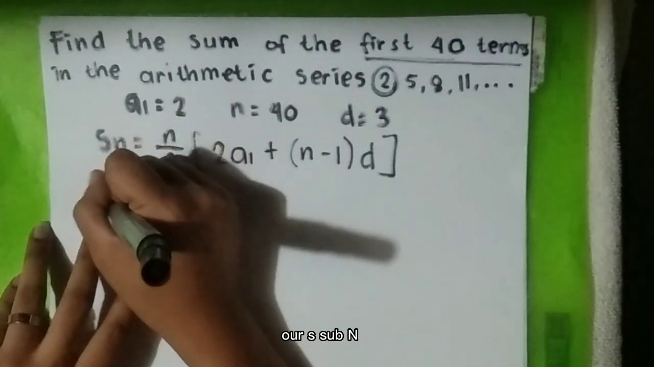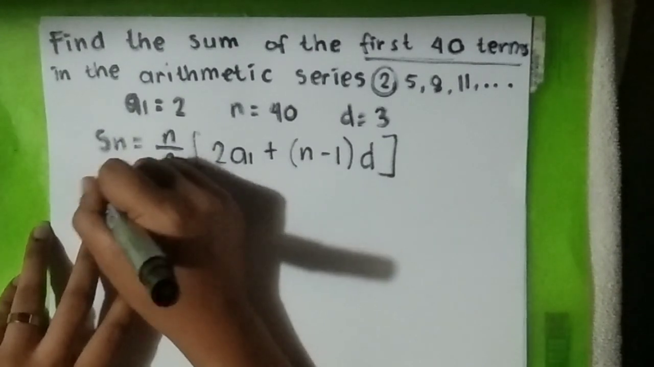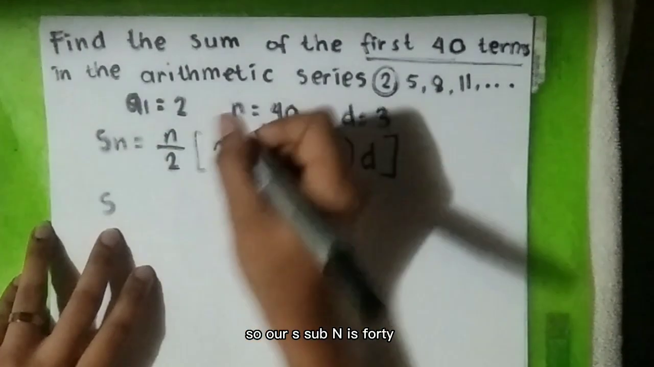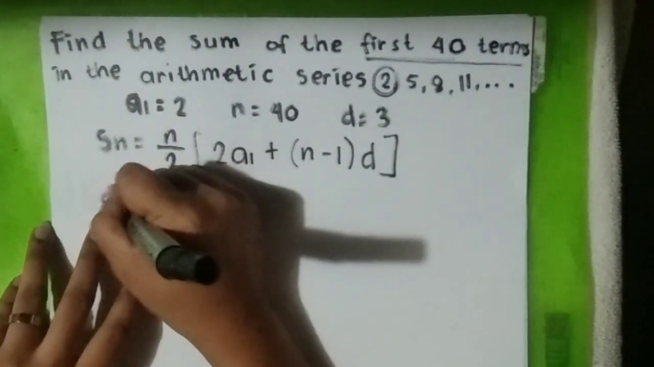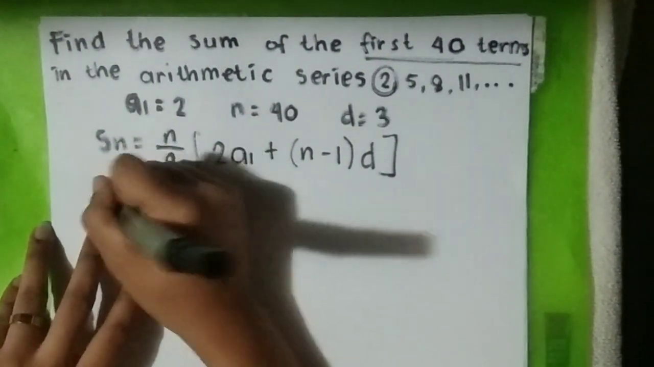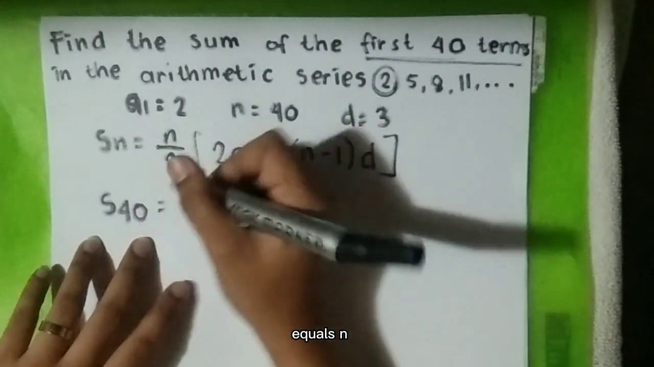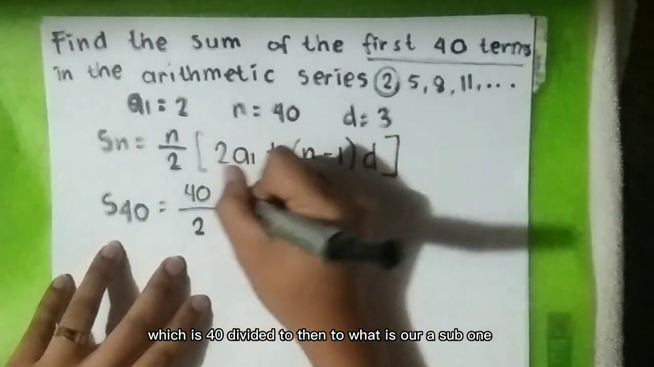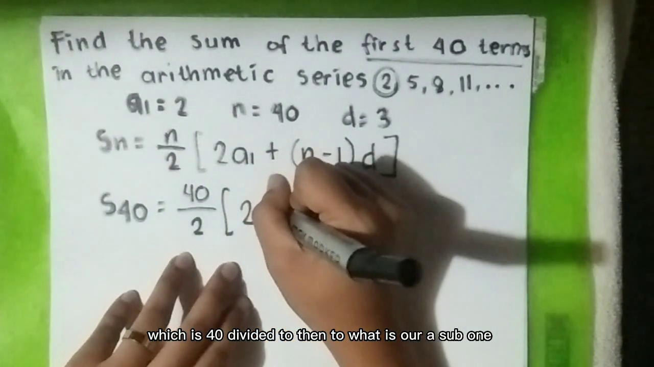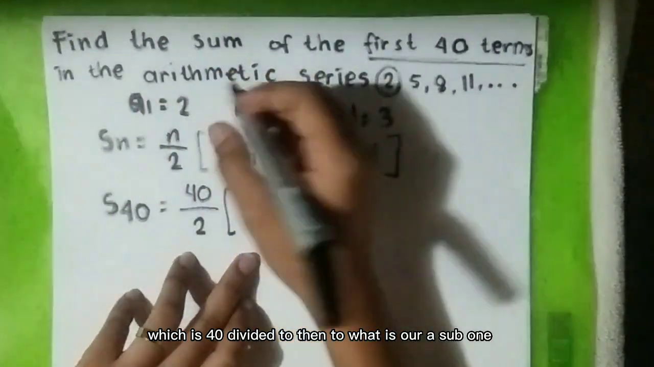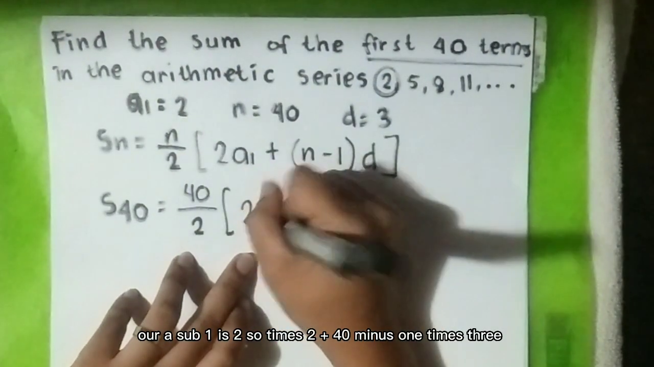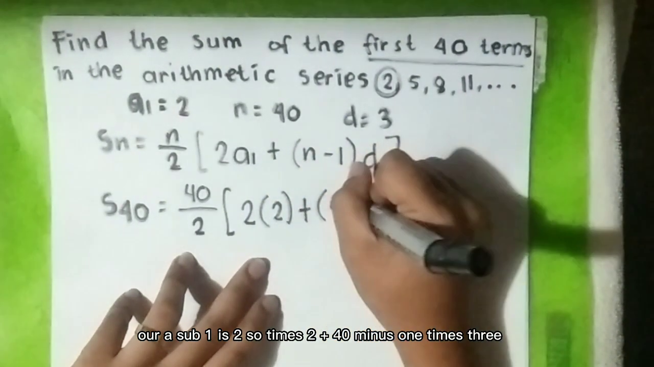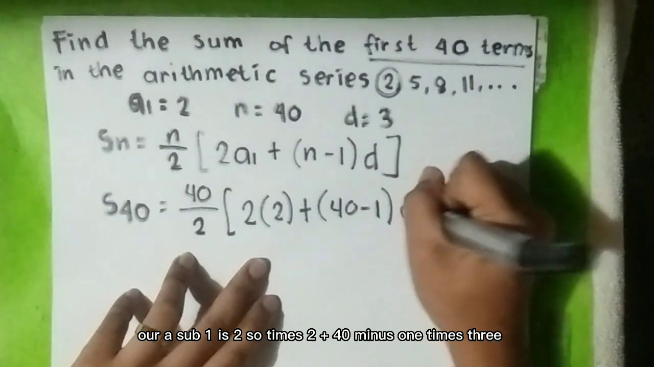Our S sub n, since we are finding the first 40 terms, is S sub 40. Equals n, which is 40, divided by 2. Then, what is our a sub 1? Our a sub 1 is 2, so times 2, plus 40 minus 1 times 3.